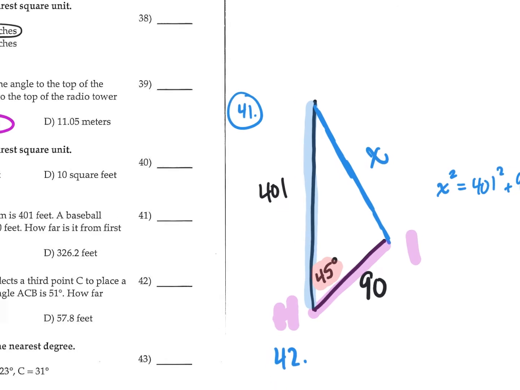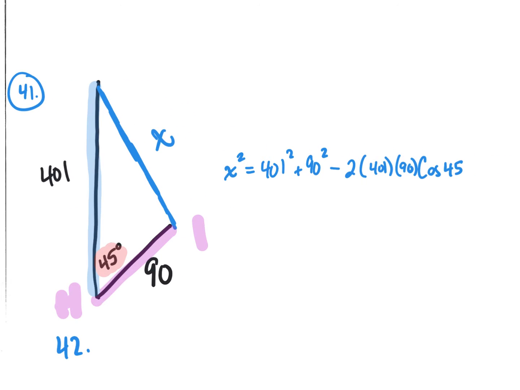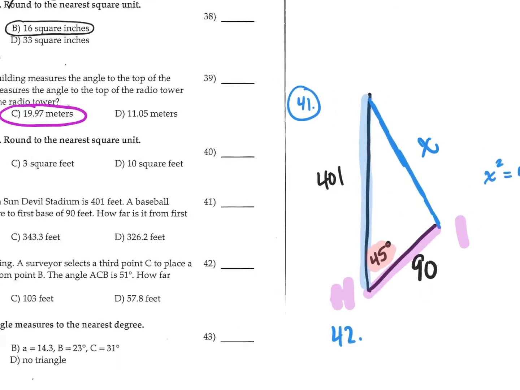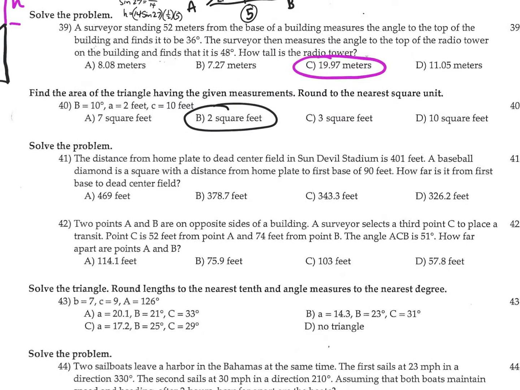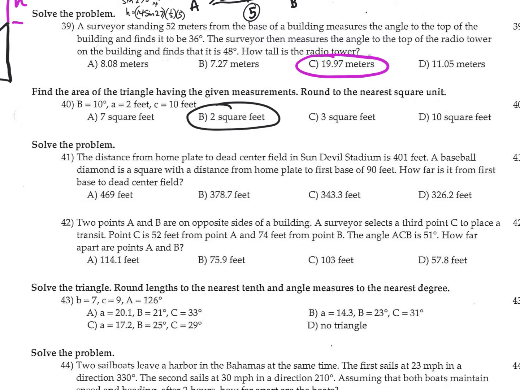Well, that's enough information to use our law of cosines, which I have set up here. Once I plug that into my calculator, I find that the appropriate distance is 343 feet, making C the correct answer.